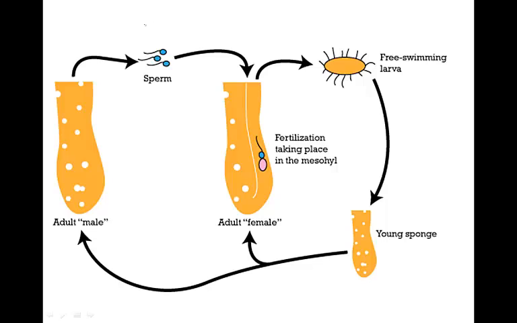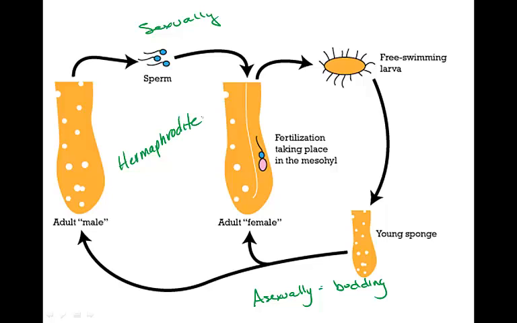Sponges reproduce both sexually and asexually. Asexual reproduction occurs by budding. Here we can see the life cycle of a sponge when sexual reproduction is involved. Adult sponges produce both eggs and sperm, making them hermaphrodites. In many species, the same individuals produce both eggs and sperm. However, they don't produce them at the same time. This is what prevents self-fertilization.